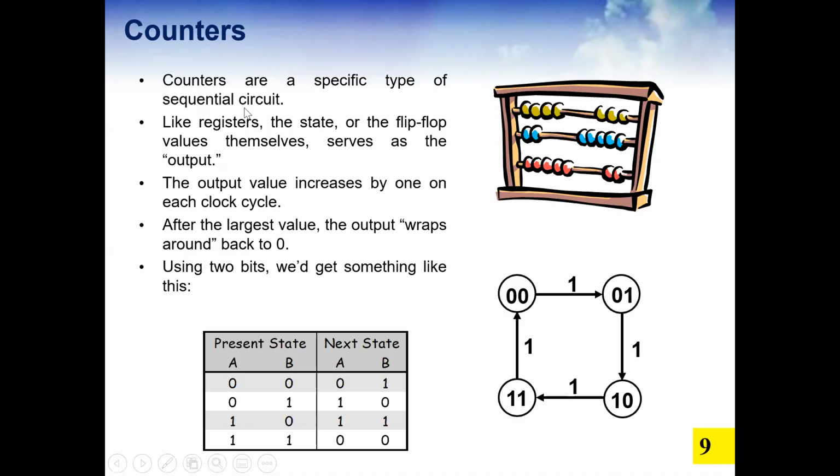So counters are a specific type of sequential circuit, like registers. The state, or the flip-flops' values themselves, serve as the output. It will update itself and doesn't require external inputs. Once it starts counting, it starts with an initial value and keeps incrementing one by one. For example, with a 2-bit counter, the initial value will be 00. It will increment by 1 and produce the next value, which is 01.